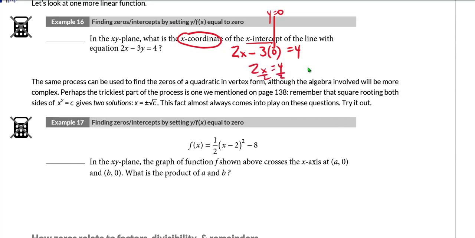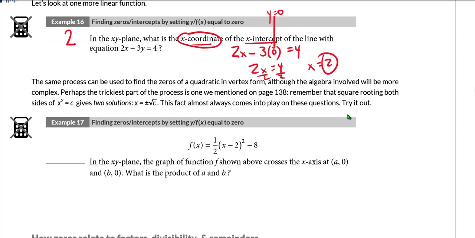We divide by 2, we get x equals 2. 2 is the x-coordinate of the x-intercept of this line. By the way, if you want to find the y-intercept, you would just make x equal to 0. We talk about that in a separate section.